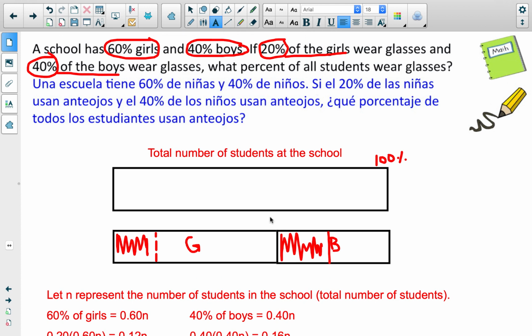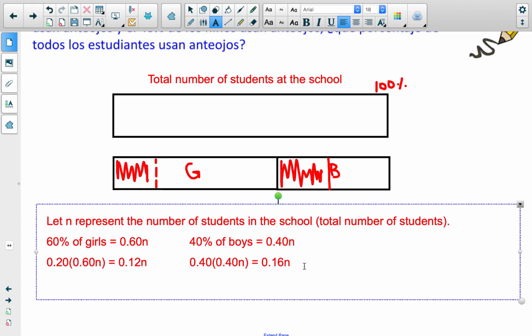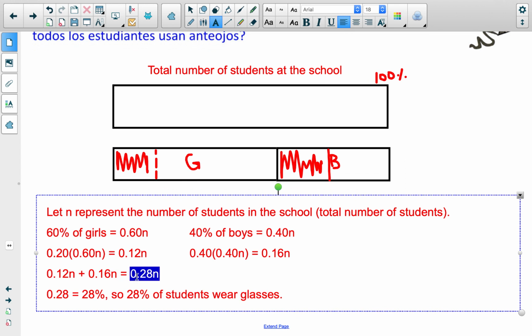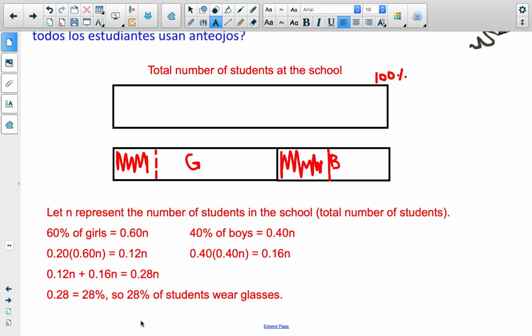Now, the question asks what percent of all students wear glasses. So we know this percent of girls wear glasses, and this percent of boys wear glasses. If we add that together, we get 28 hundredths n. Now, that 28 hundredths is equal to 28%. So 28% of students wear glasses. Remember, this value right here, this expression, means 28% of the total. So 28% of the total wear glasses.